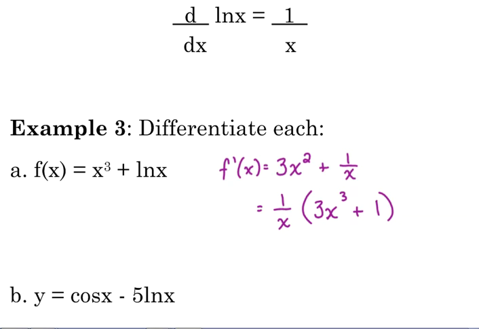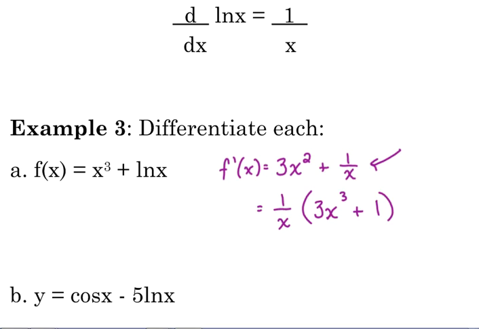Okay, 1 over x times 3x cubed would be 3x squared. If you distribute it back out, you'd have x cubed over x. So it's just x squared. But again, I'm good with you leaving it right here.